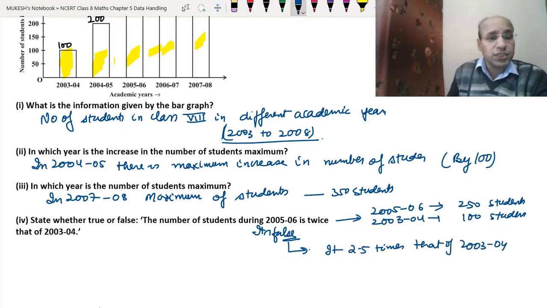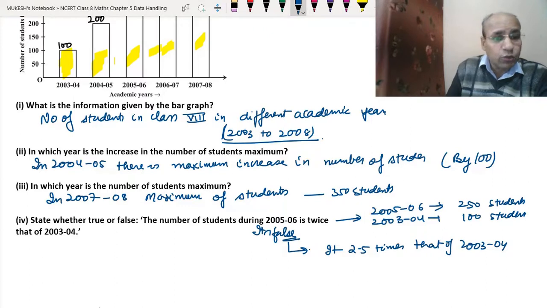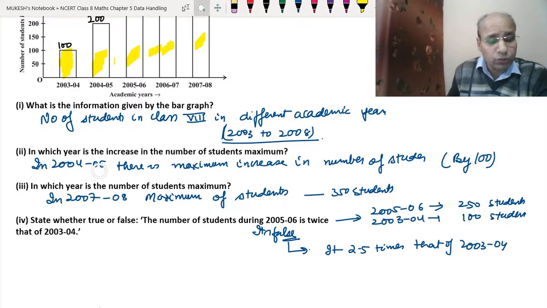Okay, so now let's repeat. What is the information given by this bar graph? The number of students in class 8 in different academic years. By looking at the height of the bars, we can see the maximum increase. In 2004-2005 there is a maximum increase, and the maximum number of students is in 2007-8, which is 350 students. And the statement is false because there is an increase of 2.5 times, not twice.